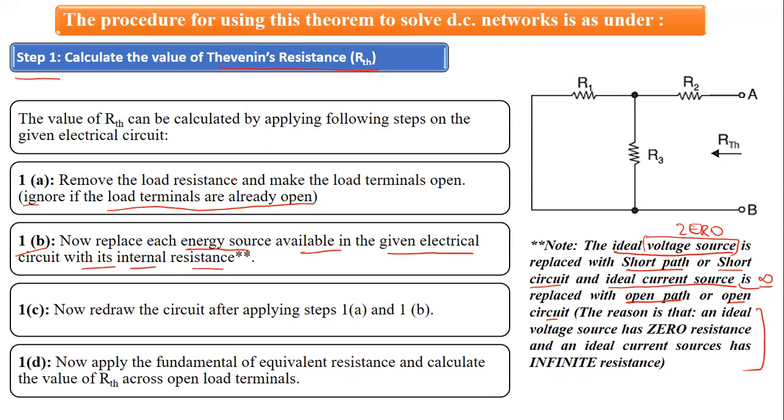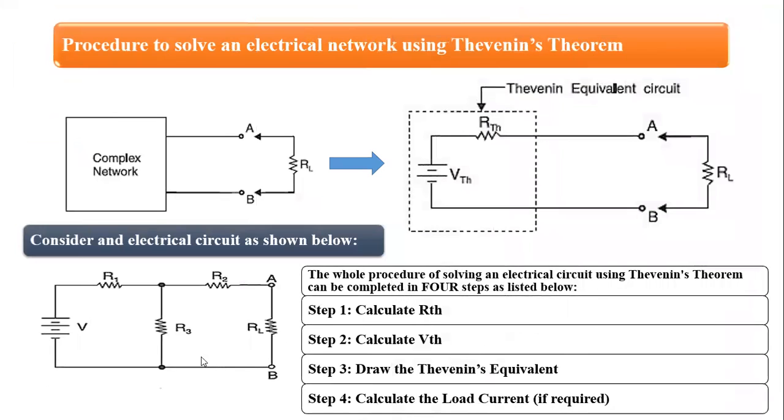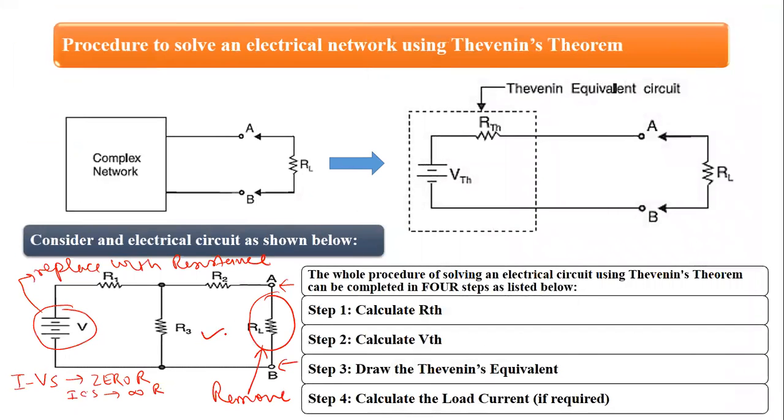Now we will redraw the circuits. Now redraw the circuit after applying step 1A and 1B. Now this is what we have. Now you can see the original diagram. So this was the original circuit diagram here, this one.